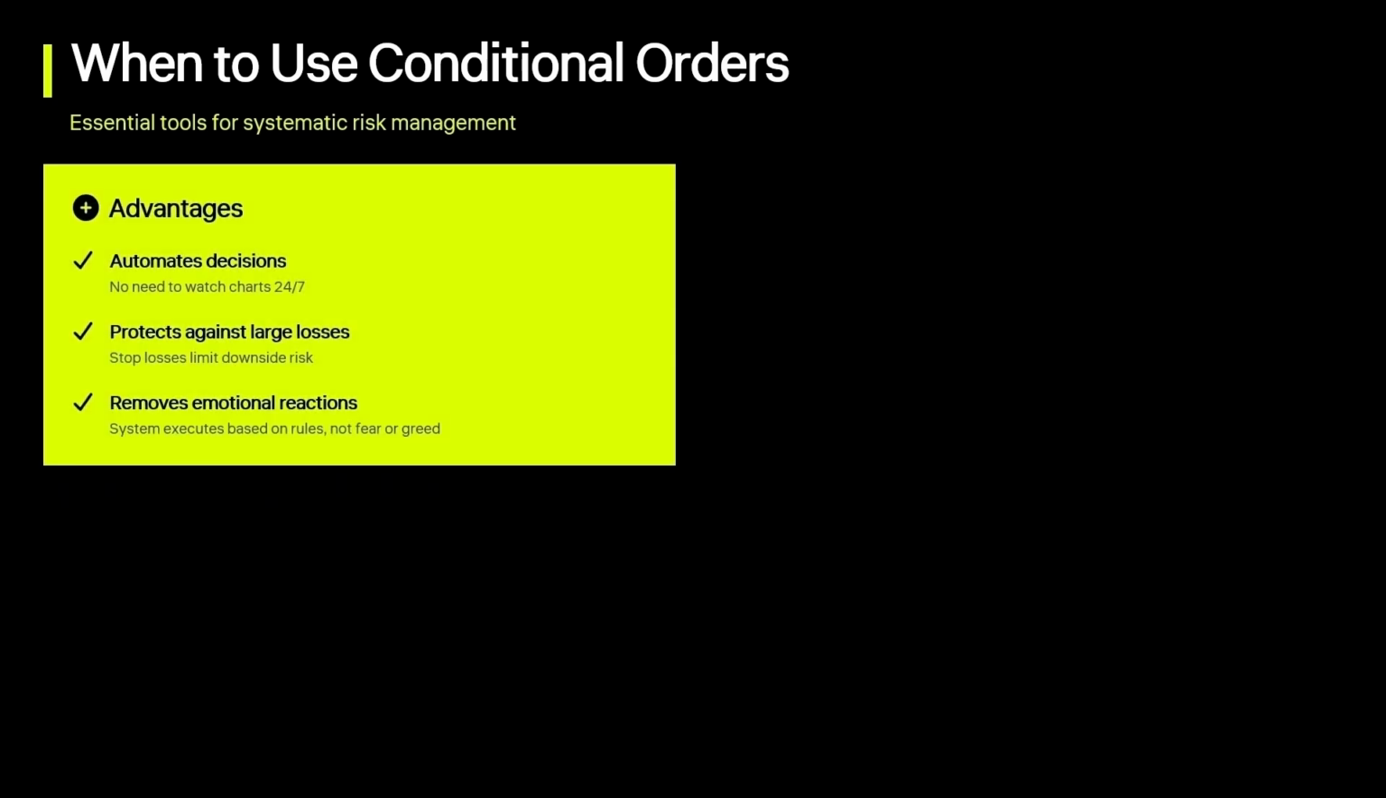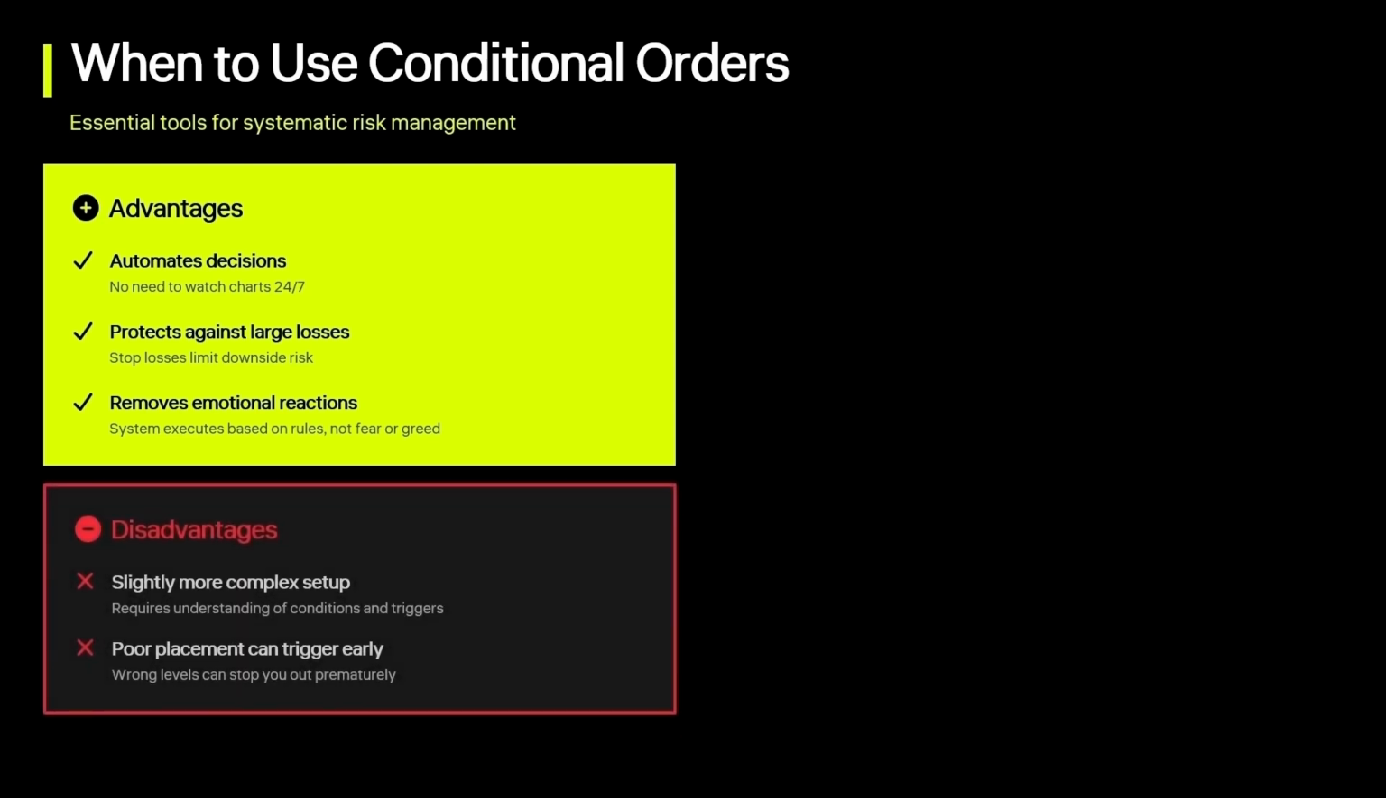The advantages of conditional orders are that it automates decisions, no need to watch the charts 24/7, it protects you against large losses as it's your stop loss, and it removes emotional reactions if you had a predetermined plan. The disadvantages are that it's slightly more complex to set up, and a poor placement can trigger orders too early, for example.